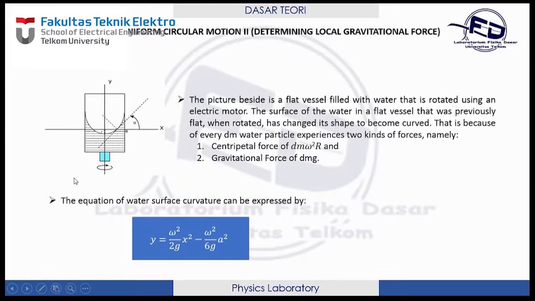It happened because of the forces, which are the centripetal force and the gravitational force in this case. The equation of water surface curvature can be expressed by y as height equals omega squared divided by 2 times gravity times x squared, or the width, minus omega squared times 6 times g times acceleration squared.